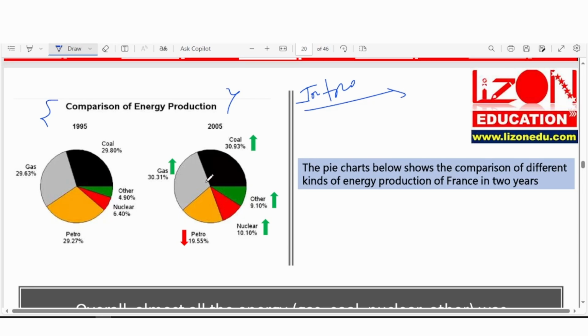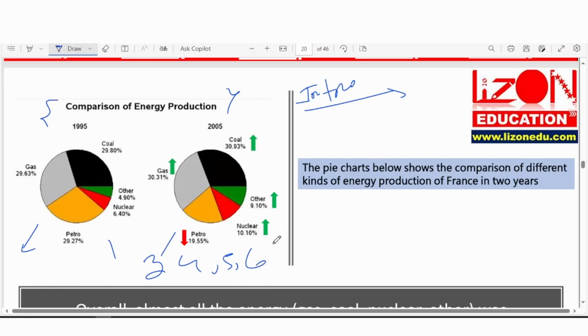First and foremost, generally you are going to get a number of pie charts in your IELTS writing task 1. There can be very few times you're going to get just one pie chart. Generally there will be 2, but sometimes you can get 3, 4, 5, 6, not more than that. Don't worry about it. Just 2 most of the time, but sometimes you can get 3, 4. Why is it important? Just to change your introduction. Generally it is very difficult for the student to change the introduction.